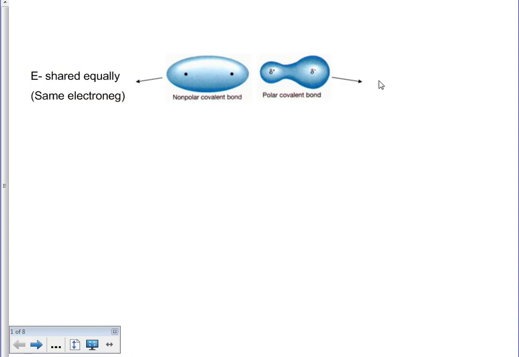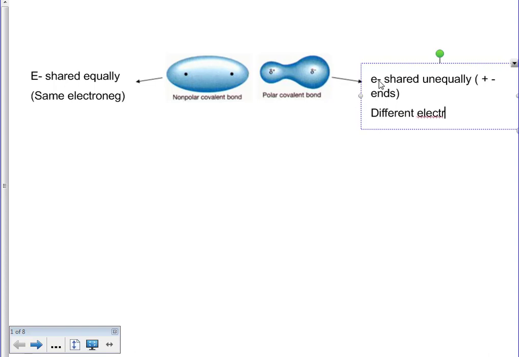0. When we look at polar covalent bonds, the big part here is that their electrons are shared unequally. This is what causes those poles to form. So therefore we have the slightly positive and negative ends. We have the positive end, we have our negative end because of this difference in electronegativity. So we know that there is indeed a different electronegativity from the two of these.